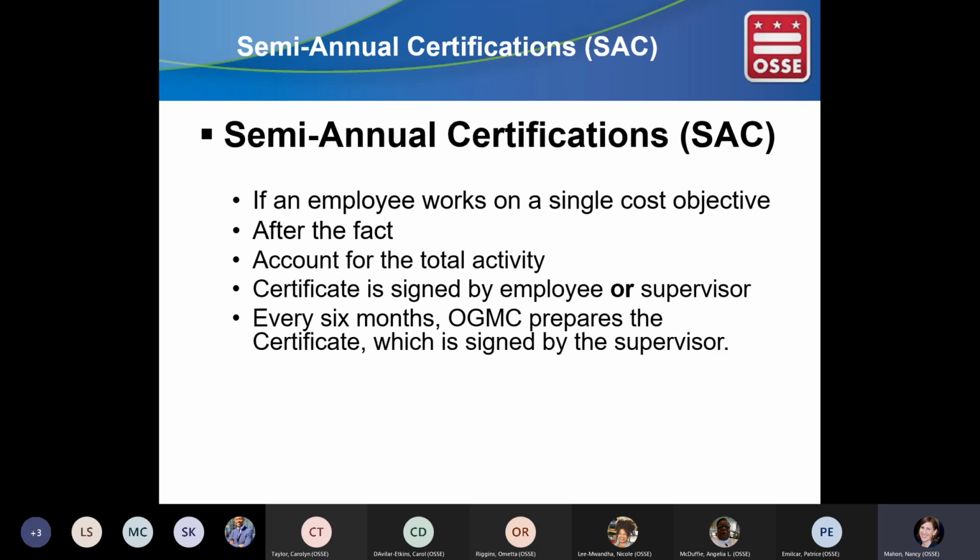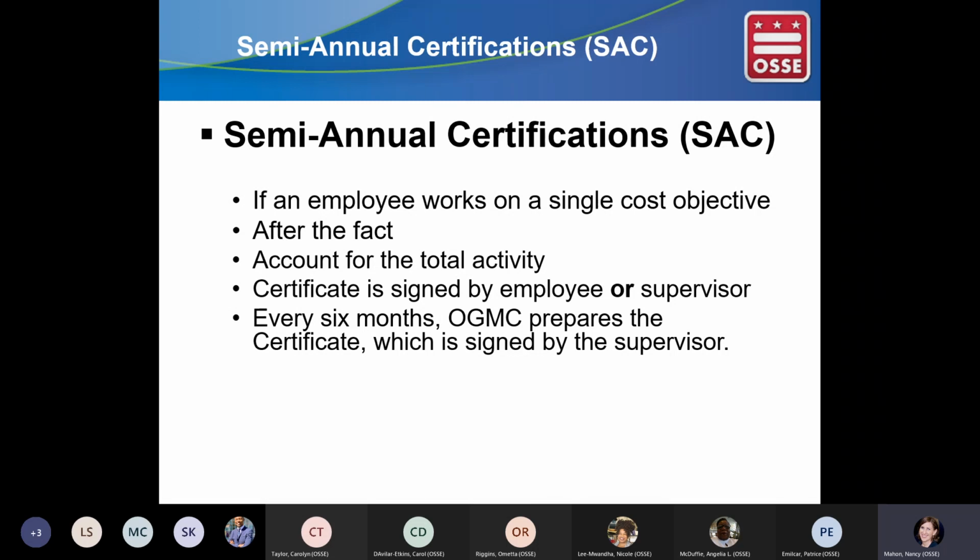So if you get this documentation and you think, or your manager thinks, that you don't actually work on that grant, then we need to go back and fix that, and we have to journal it because it's already how you were paid. Sometimes people will say when they get this, oh, I don't work on that, can you just change it? And it's not that simple, because you were being paid for that whole period, the whole first half of the year, or the whole second half of the year. It should account for the total activity. The certificate can be signed by the employee or a supervisor who knows that the employee does work on that particular cost objective. And we do it every 6 months.